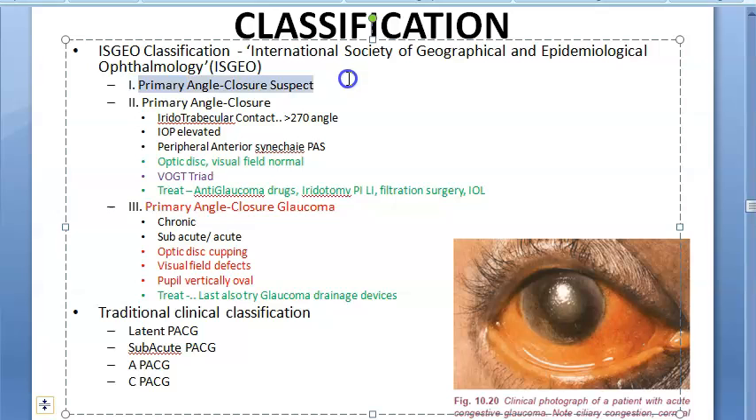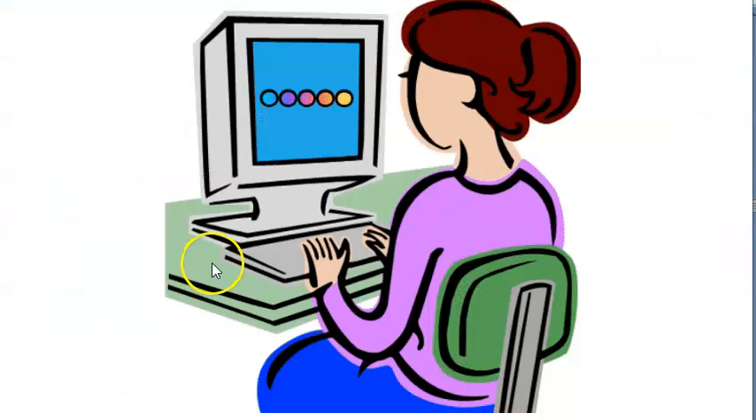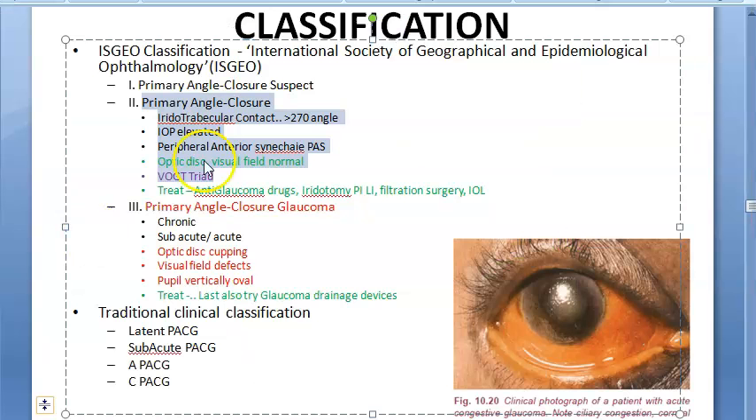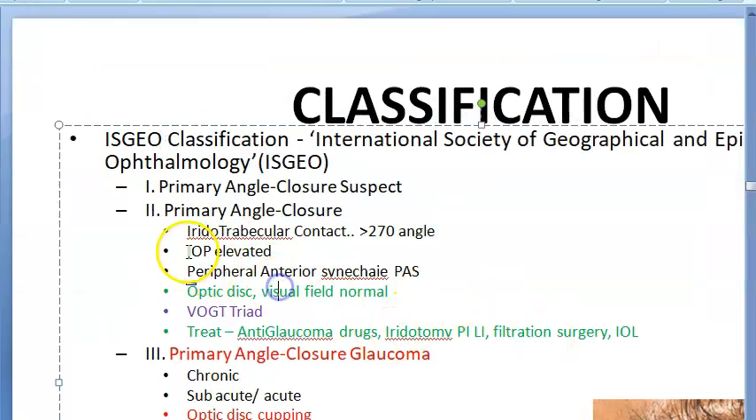So for primary angle closure suspect, you check the angle, and if they're suspect, you keep following them, and prophylactically, if you want, you can do an iridotomy. Then primary angle closure means what? If the iris-trabecular contact is greater than 270 degrees, they call it angle closure. If intraocular pressure is elevated or there are peripheral anterior synechiae, these can all be angle closure. That means they are in a closure state, but haven't gone into glaucoma, because the optic disc cupping hasn't happened and the visual field is also normal.